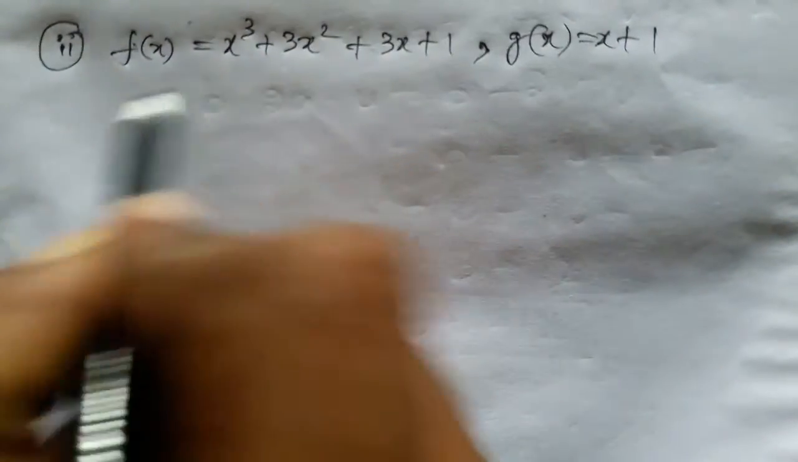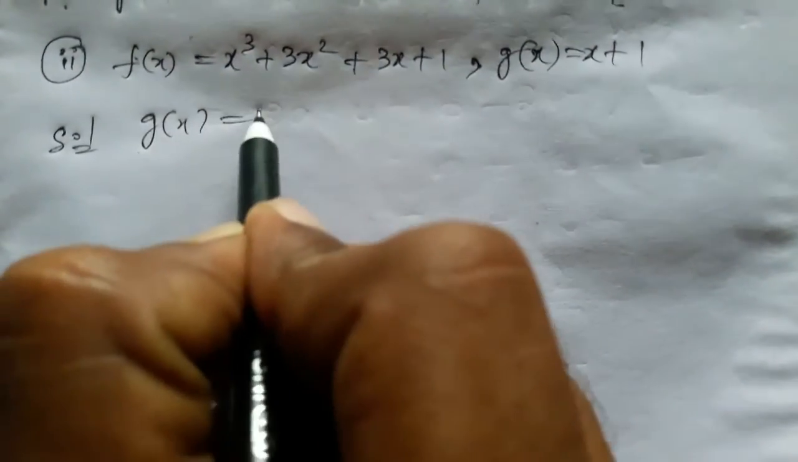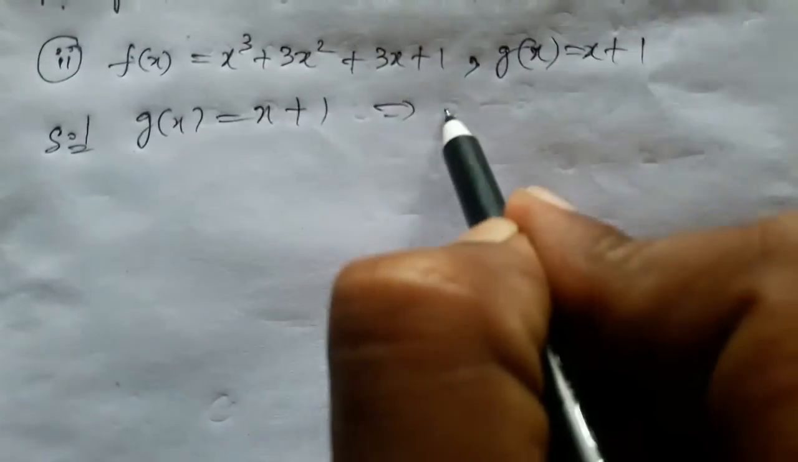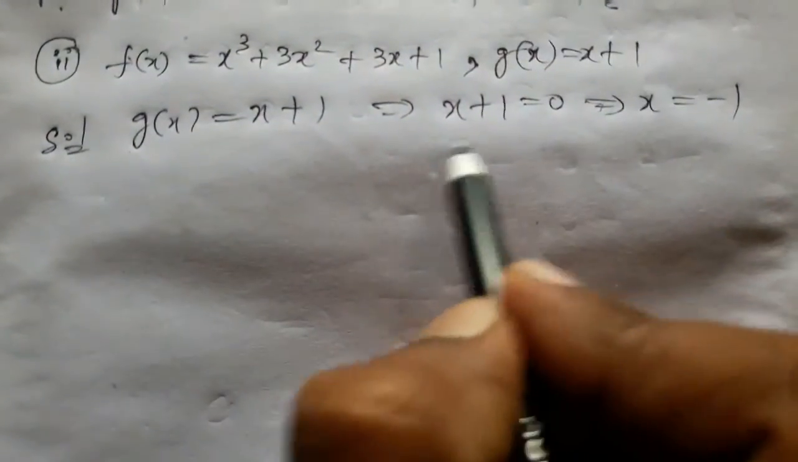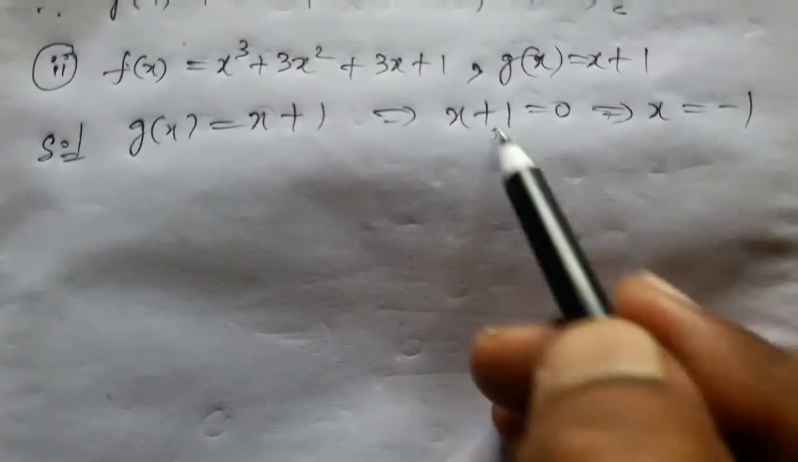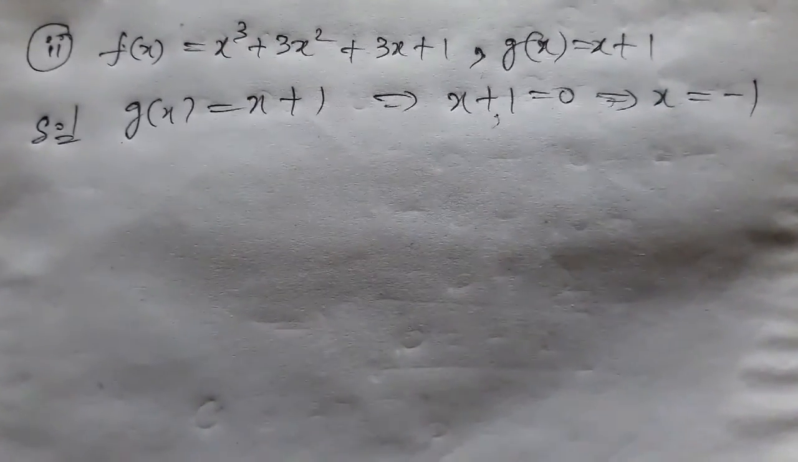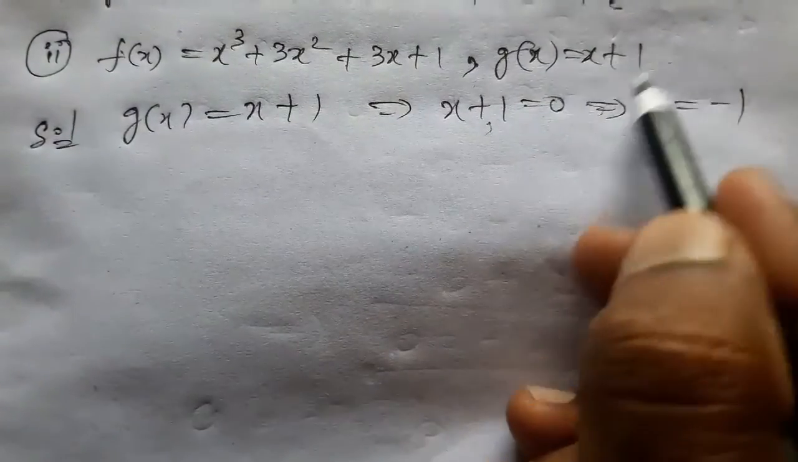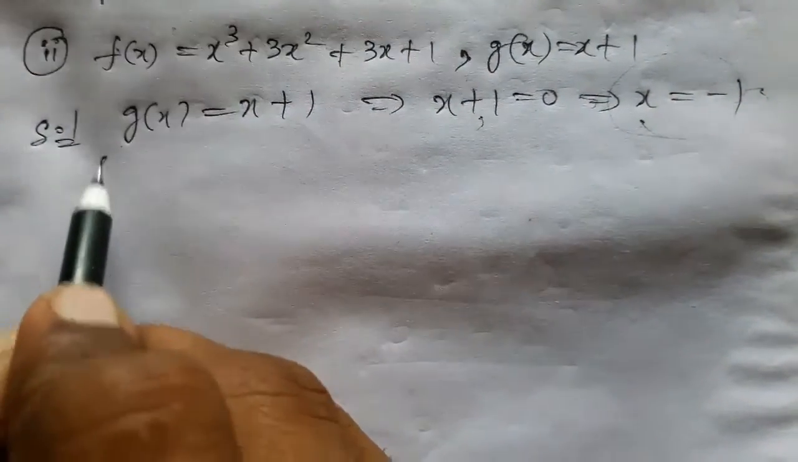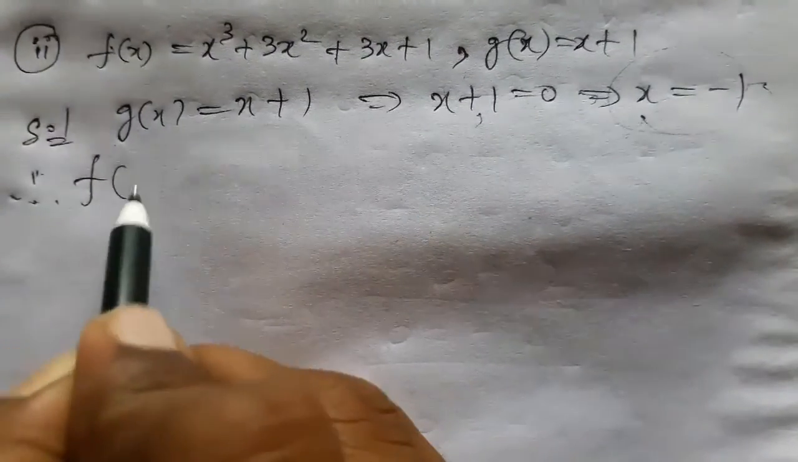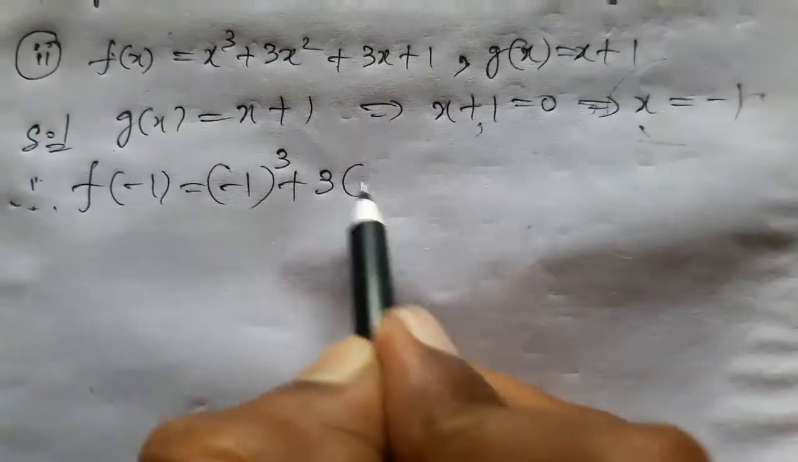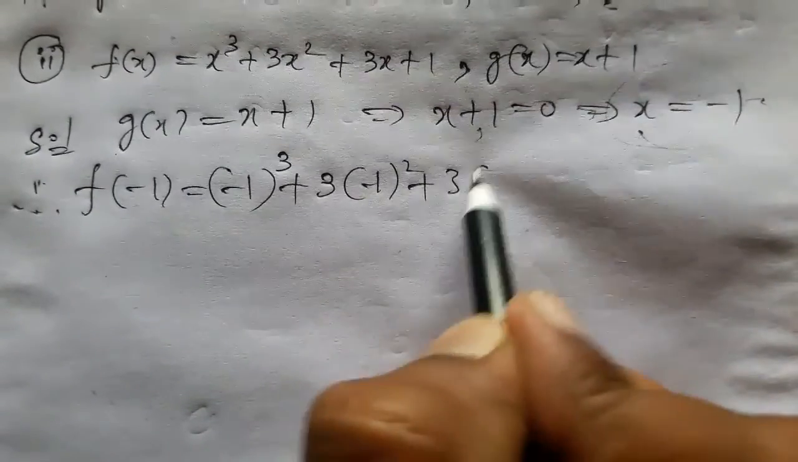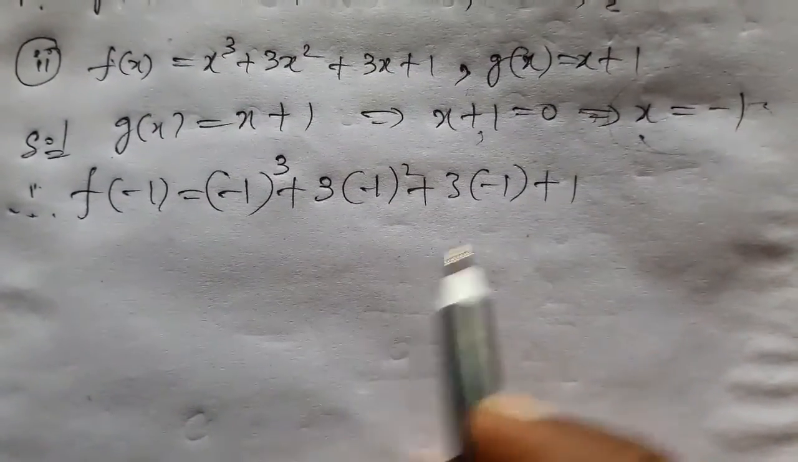By using factor theorem, solution, take g of x equals x plus 1, put g of x equal to 0, that becomes x plus 1 is equal to 0. Now value of x is equal to minus 1. We are sending from left to right side. On left side it has a positive sign, it goes to right side it becomes negative. Using this value of x in f of x, now therefore f of minus 1 is equal to minus 1 whole cube plus 3 into (minus 1) whole square plus 3 into minus 1 plus 1.